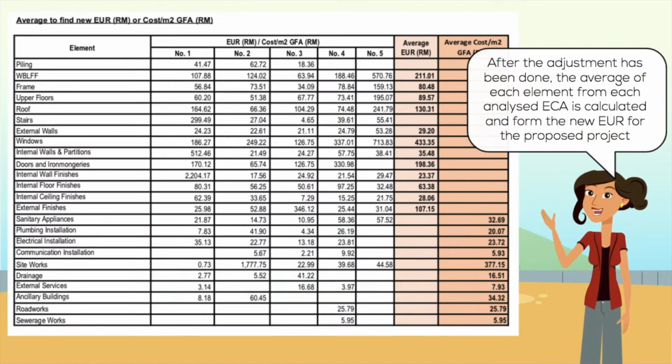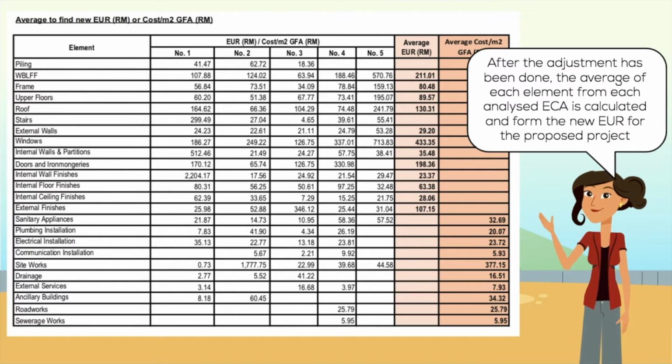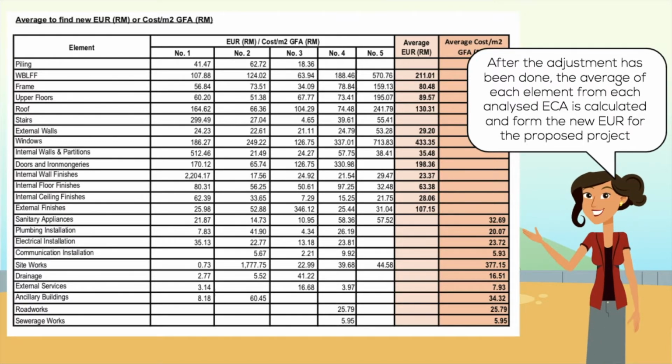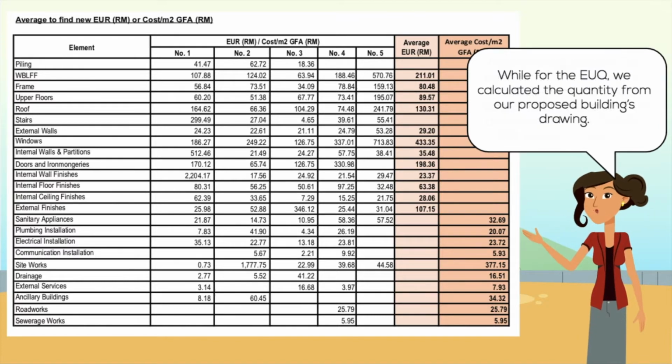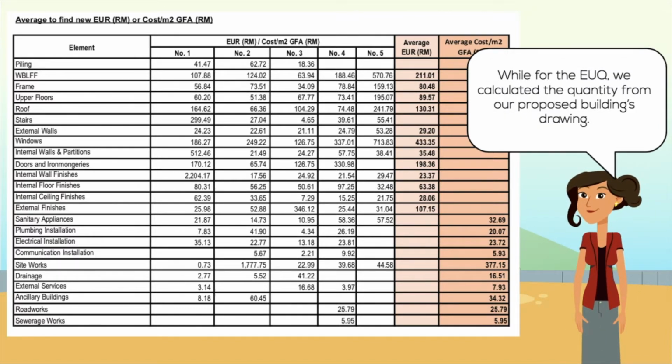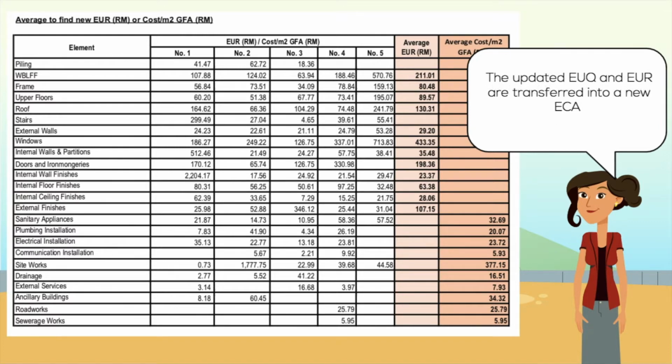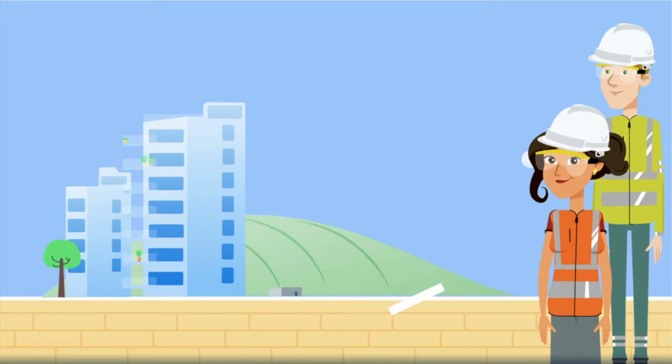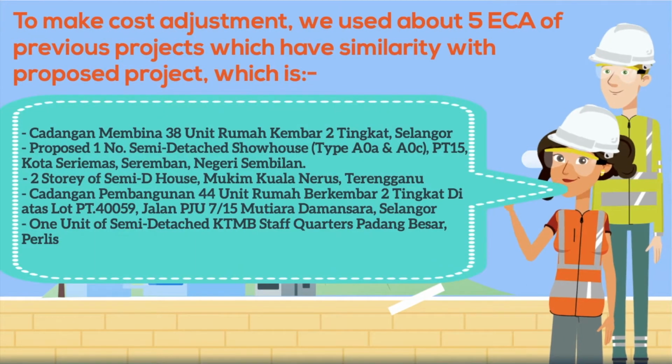After the adjustment has been done, the average of each element from each analyzed ECA is calculated and forms the new EUR for the proposed project. While for the EUQ, we calculated the quantity from our proposed building's drawings. The updated EUQ and EUR are transferred into a new ECA. Now, let's get into detail of how the adjustment works.